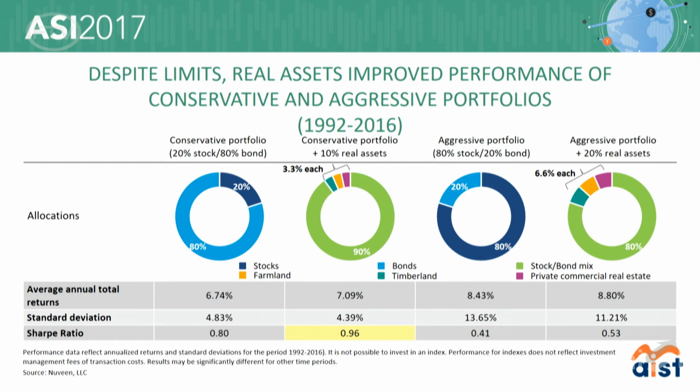The two circles on the right were a similar exercise, except we flipped the starting point. We said, how about a more aggressive portfolio that was 80% public equity, 20% public fixed income? If we add those same real asset classes to that portfolio, how does it look? And once again, you see a pretty meaningful improvement to the Sharpe ratio, in this case from 0.4 to 0.5.